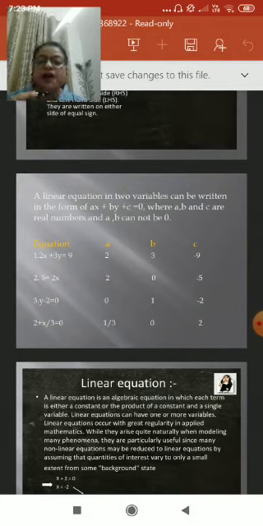Okay. Let us move to the next example. 5 is equal to 2x. Now the value for a is equal to 2. Since there is nothing associated with the variable y, the value of b becomes 0, and the value of c is equal to minus 5, because again it is on the other side of the equation.